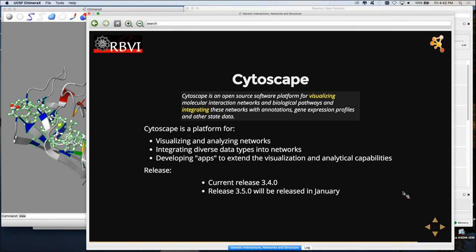Cytoscape, those of you who are in the class are already familiar with it. It is a platform for visualizing and analyzing networks. It integrates diverse data types, and it has this concept of apps. And there's 302 apps now in the App Store. And no, it's not a store. The app repository, but it's still called a store. And we're currently at release 3.4. 3.5 is in release candidate. It will be out in January. Okay?